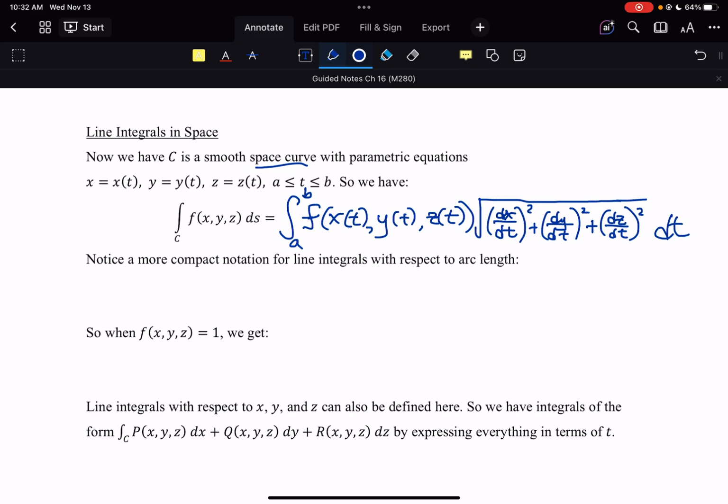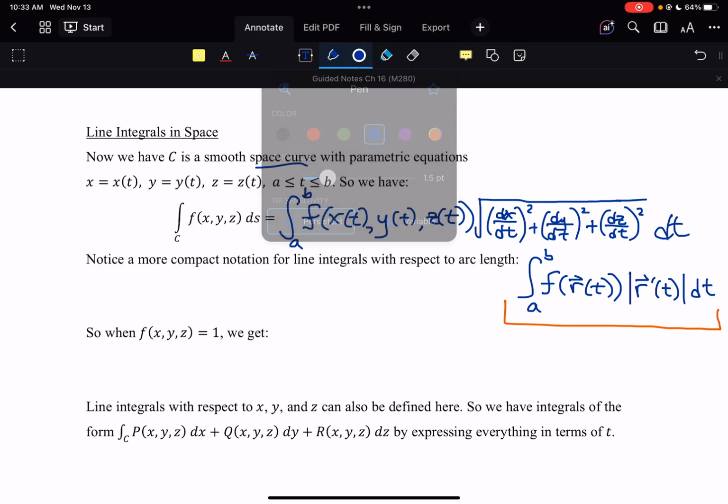But we can also create a little bit more of a compact notation, so we don't have to write that square root out every single time, because we have seen arc length before with respect to vector functions. So if we consider this x, y, and z as components of a vector function, we can rewrite this as the integral from a to b of f of r of t times the length of r prime of t dt. This version of the formula is pretty frequently used because it condenses all of this. So r of t is just a vector function whose components are x, y, and z, all in terms of t. And then the square root of the sum of the components squared. This is a magnitude formula, and the components are derivatives. So that's the length of r prime.